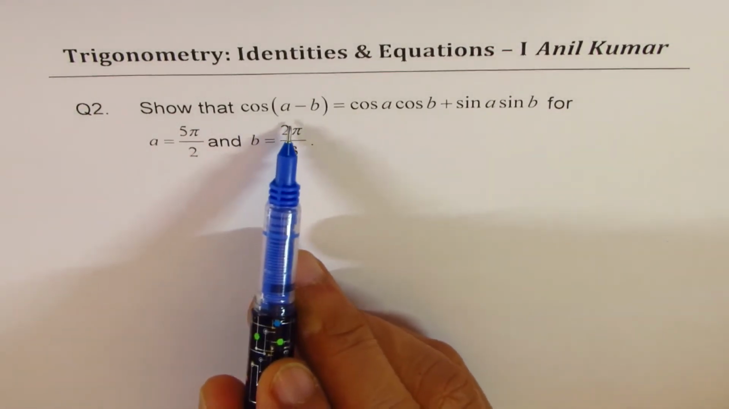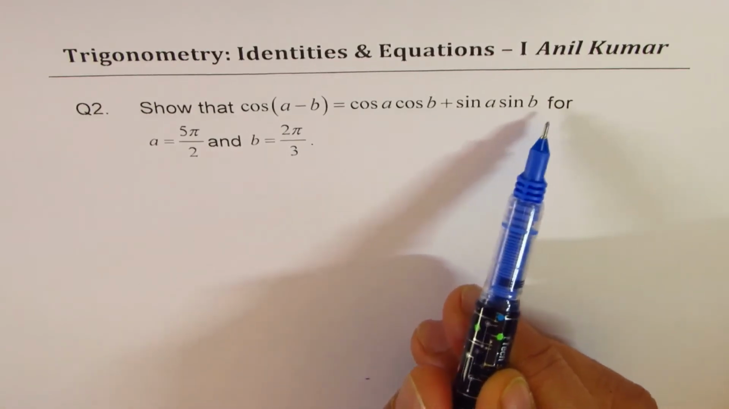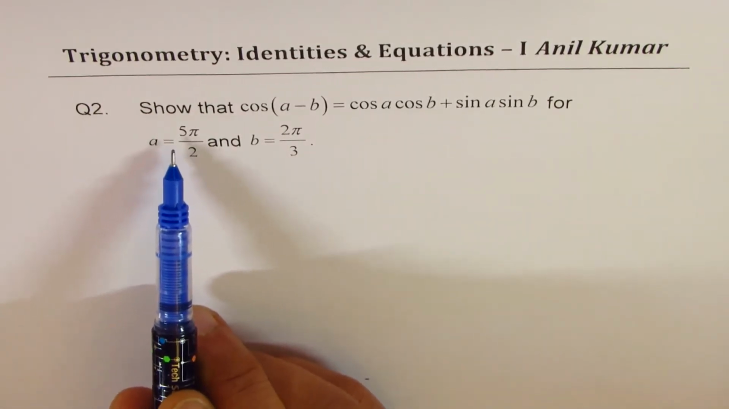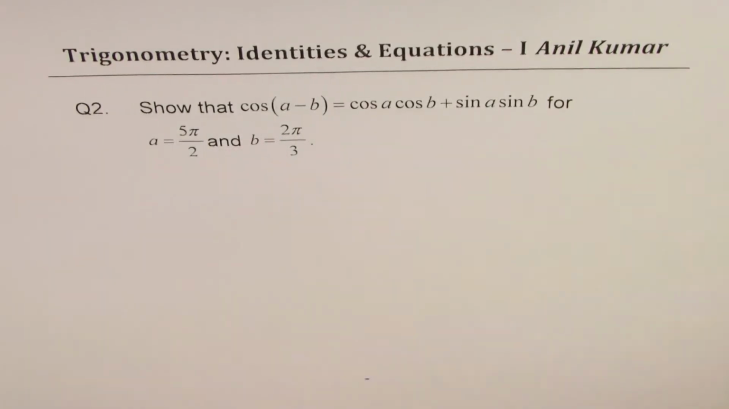Show that cos(A minus B) equals cos A cos B plus sin A sin B for A equals 5 pi by 2 and B equals 2 pi by 3.